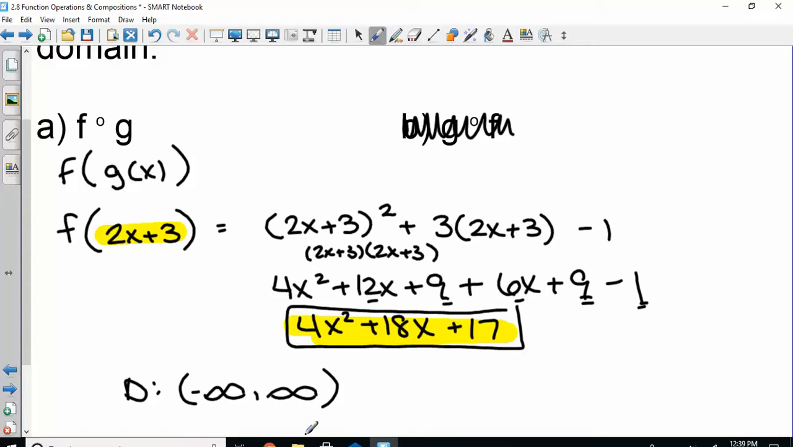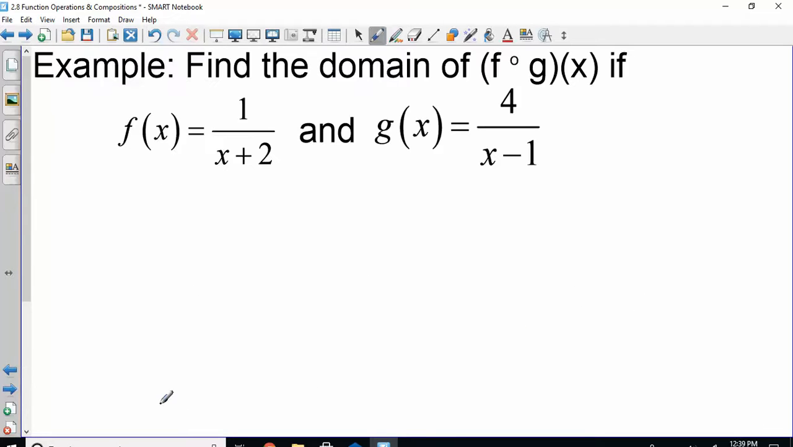Let's look at one. It doesn't come out to be negative infinity to positive infinity.